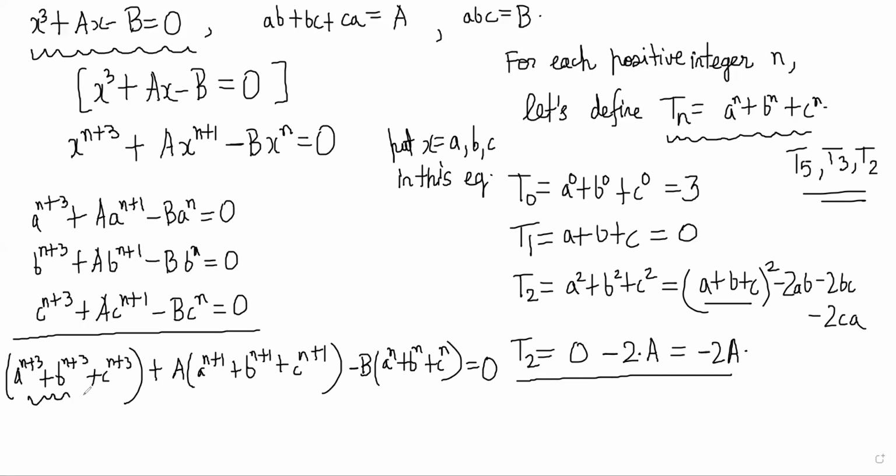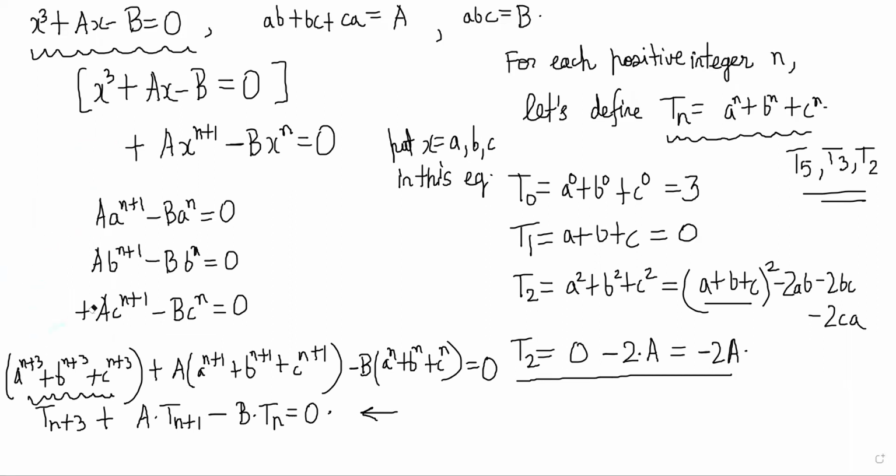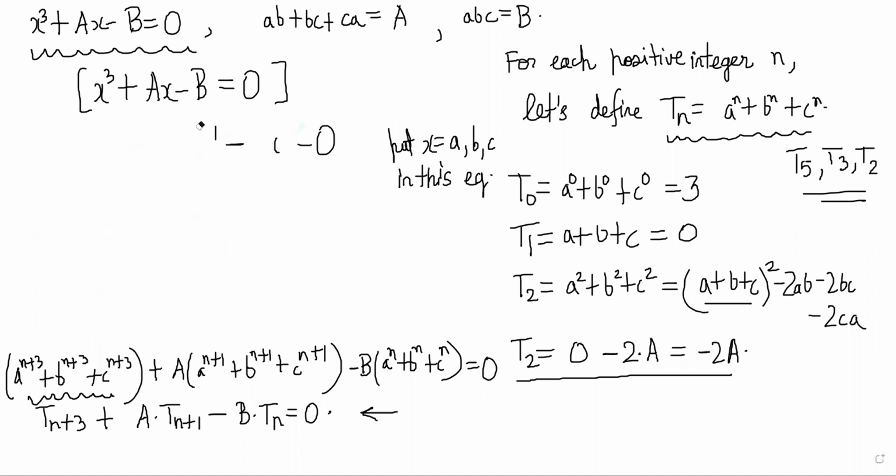And now you notice that this is actually T(n+3) + A T(n+1) - B T(n) = 0, right? So this is the symmetric identity which basically connects higher terms like T(n+3) and T(n+1) to lower terms, right? So I will just rub off this derivation here and we'll work with the final result. So I'm going to write here the general result that we have gotten.